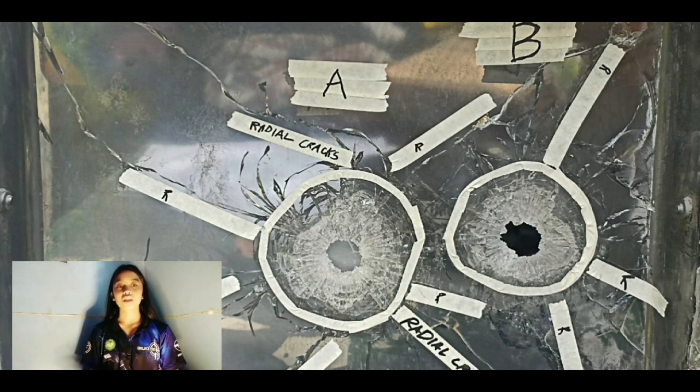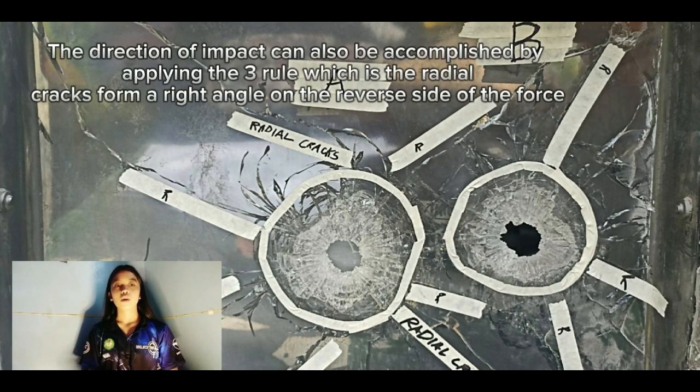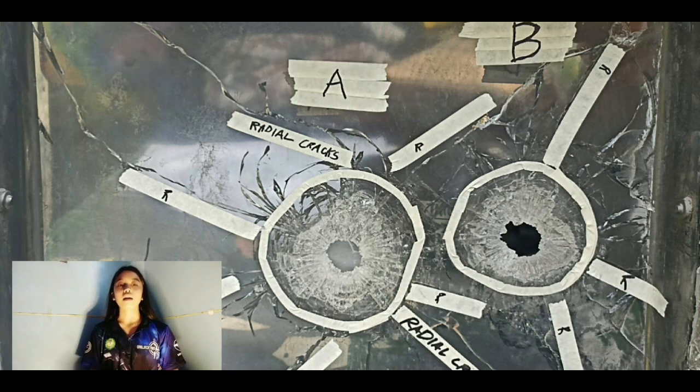The direction of impact can also be determined by applying the 3R rule, which is that radial cracks form at a right angle on the reverse side of the force. The sequence of impact, when there have been successive penetrations of glass, is frequently possible to determine because a fracture always terminates at an existing line of fracture.